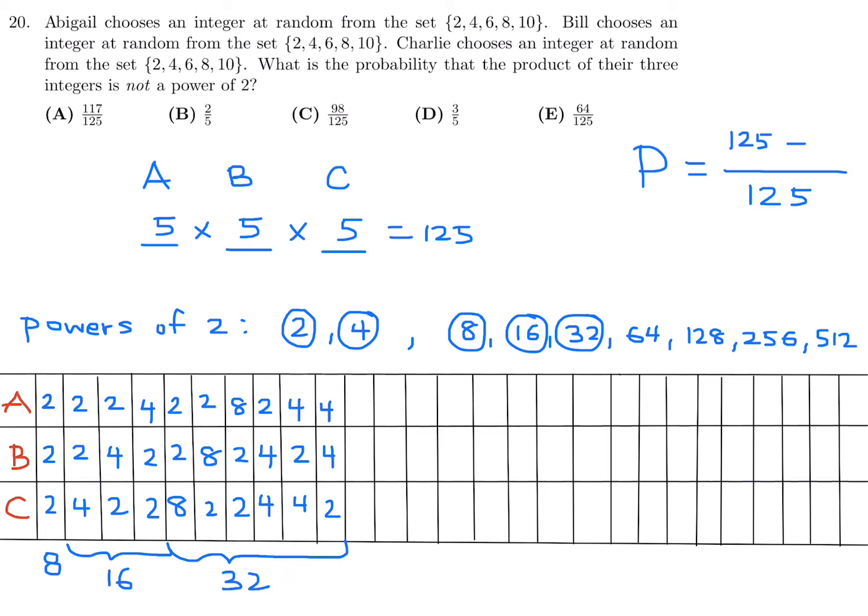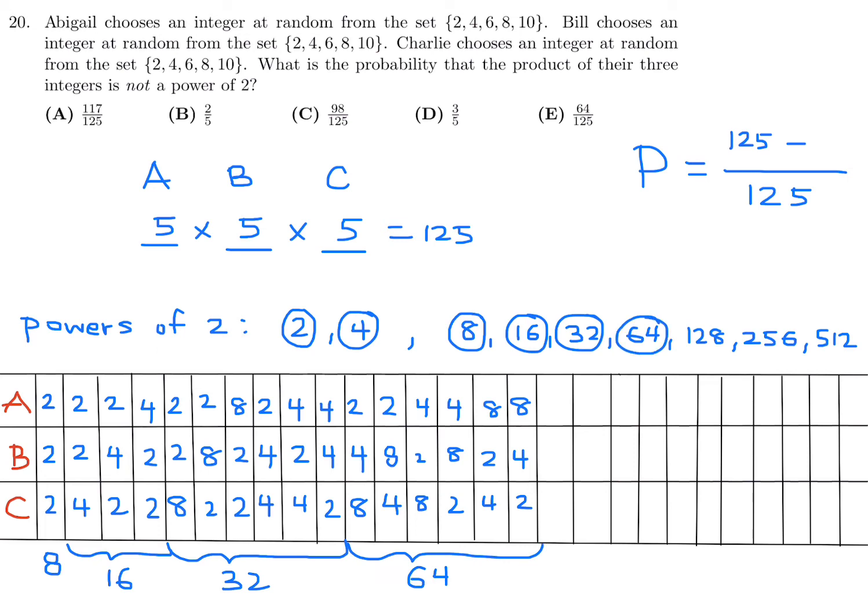Now let's move to 64. How do we get 64? The only way is 2, 4, 8. But that has 6 iterations as follows: 2, 4, 8; 4, 2, 8; 4, 8, 2; 8, 2, 4; and 8, 4, 2. So that took care of the 64s.